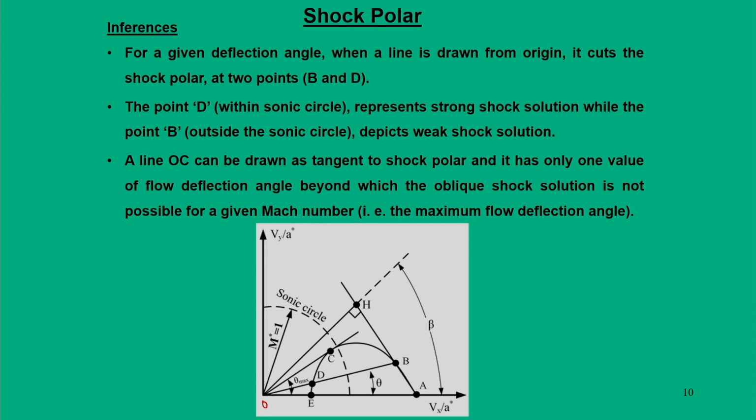Then one of the important points of this shock polar is point C. Here, if you draw a tangent from the origin to this shock polar, then it will cut at point C. That represents the maximum flow deflection angle, that is nothing but theta max. And if you look here, at this particular point there is only one solution, and you will find that it is cutting somewhere close to the sonic circle. So, it represents the maximum flow deflection angle.